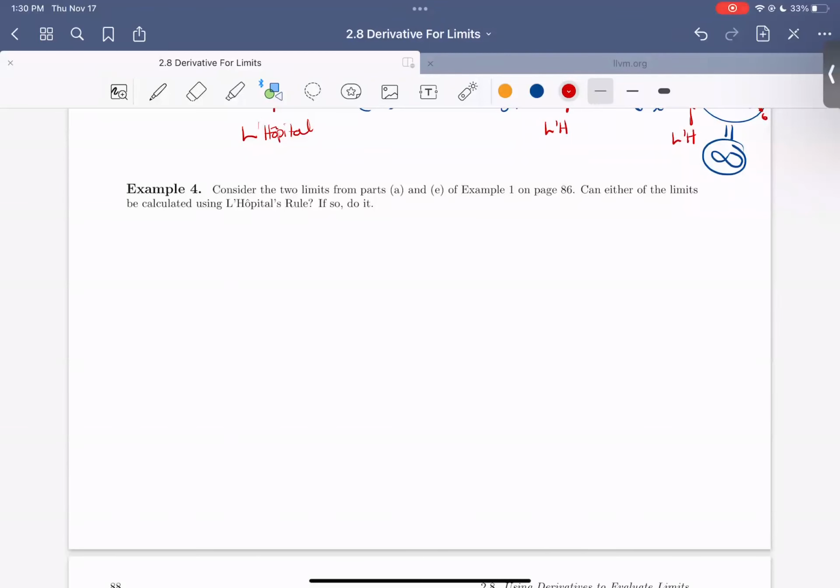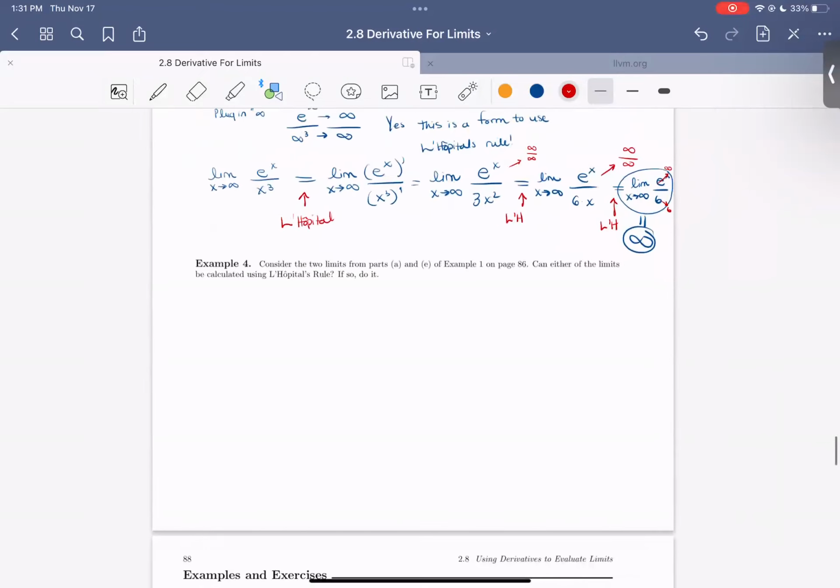In this video, we're going to go over example 4 from our section 2.8 on derivatives for limits. Example 4 says, consider the two limits from parts A and E of example 1. Can either of these limits be calculated using L'Hopital's rule? If so, do it.